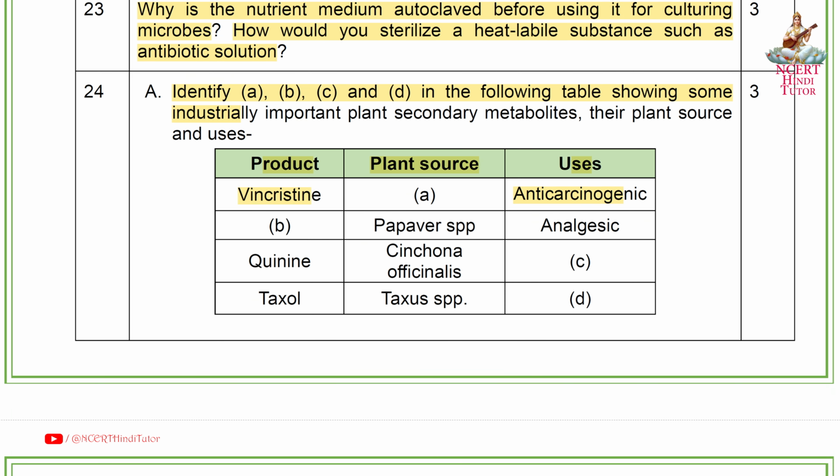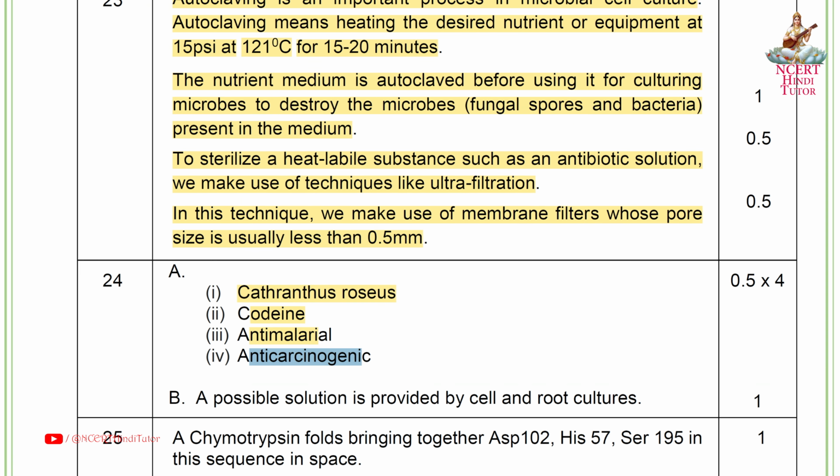Second product, plant source Papaver somniferum, uses analgesic. So product B is codeine. Third product quinine, plant source Cinchona officinalis, uses anti-malarial. Next product Taxol, plant source Taxus, uses anti-carcinogenic.